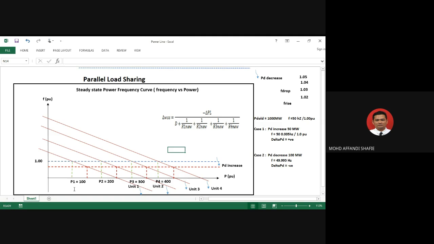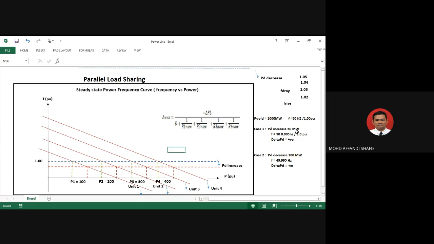Right? What does it mean now? It means that from the steady state power frequency curve we have now, from the steady state straight line, once PD increases, when the power demand increases, automatically your power generation P1, P2, P3, P4 will increase. So you will get P1 new, P2 new, P3 new and also P4 new. Total up, the new PD is equal to 1050 megawatt.